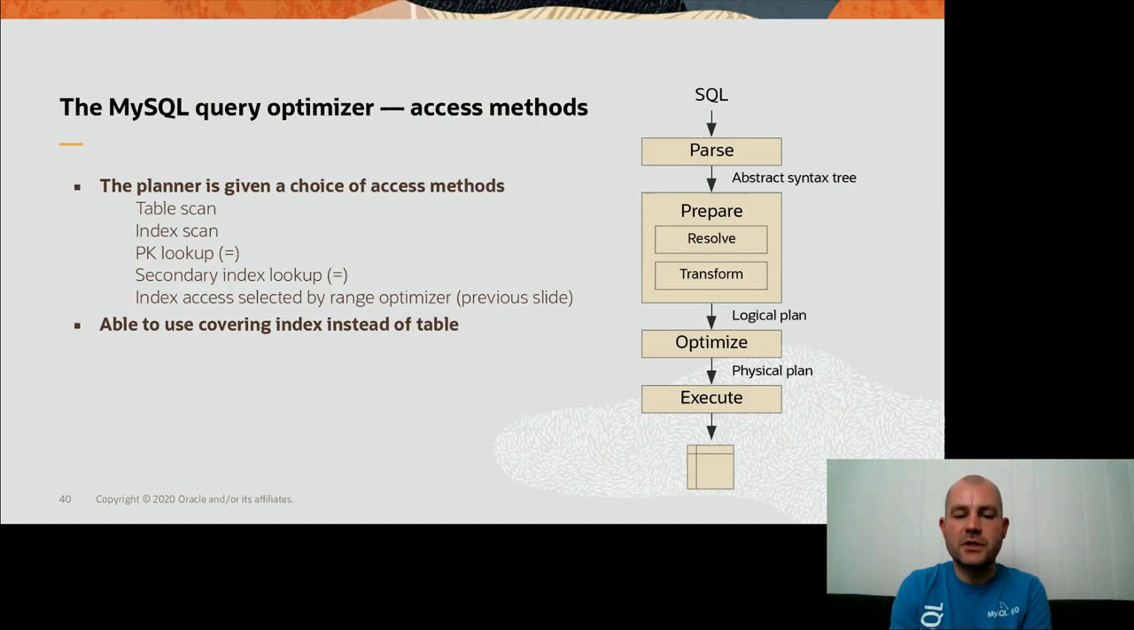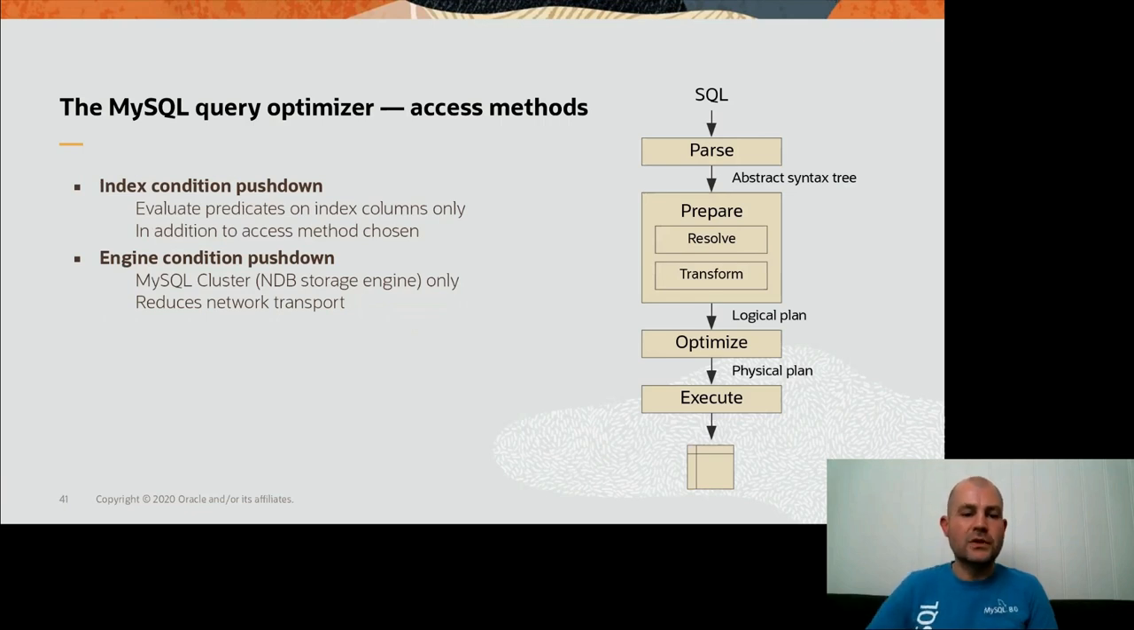Another thing we can do is to use a covering index instead of the table. So if you have an index that happens to cover all the columns you need, then we can use that. So that's the base table access in MySQL. And then comes the actual join ordering. One more step of things we can do for access: condition pushdown. So if you have a condition that is not used in the index lookup, but it can be evaluated on the index before you read the base table, then you can push it down into the index and get it evaluated. So you filter out rows early on. And if you're using NDB with MySQL Cluster, you can push down conditions to reduce network traffic internally to the storage engine.